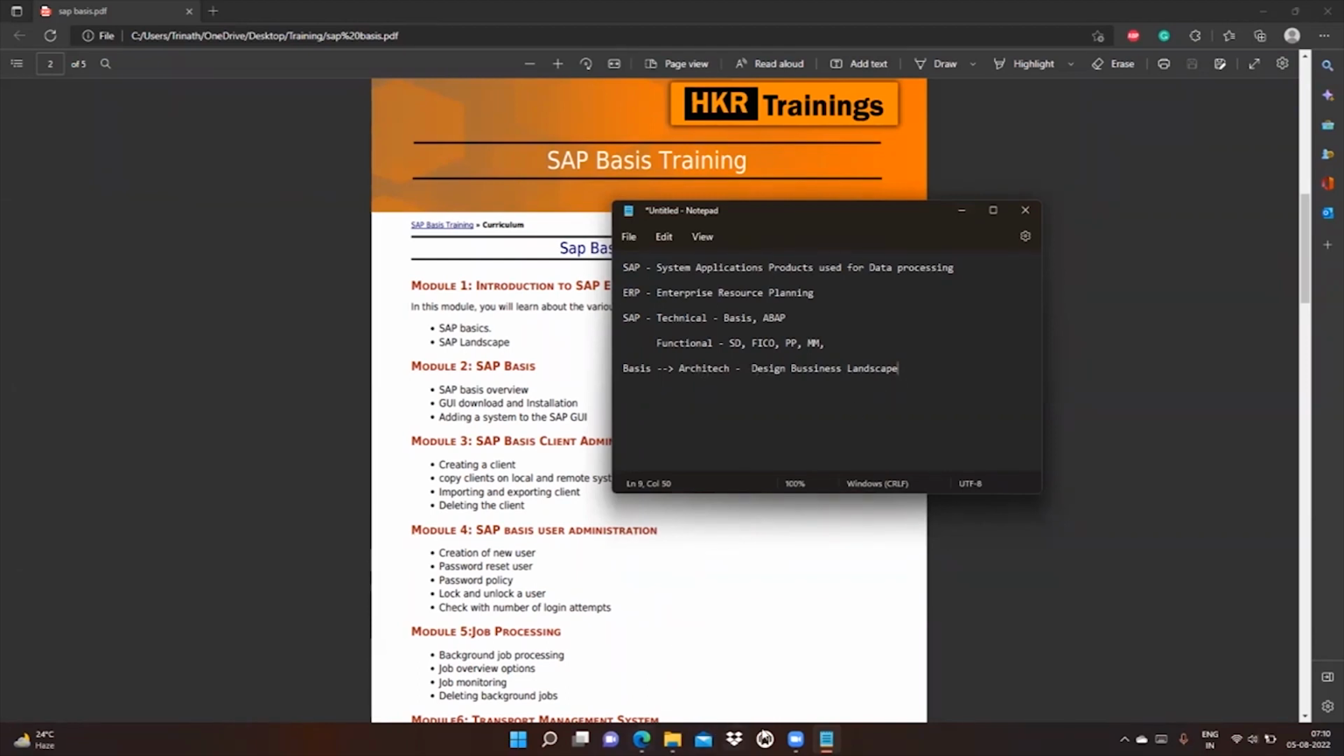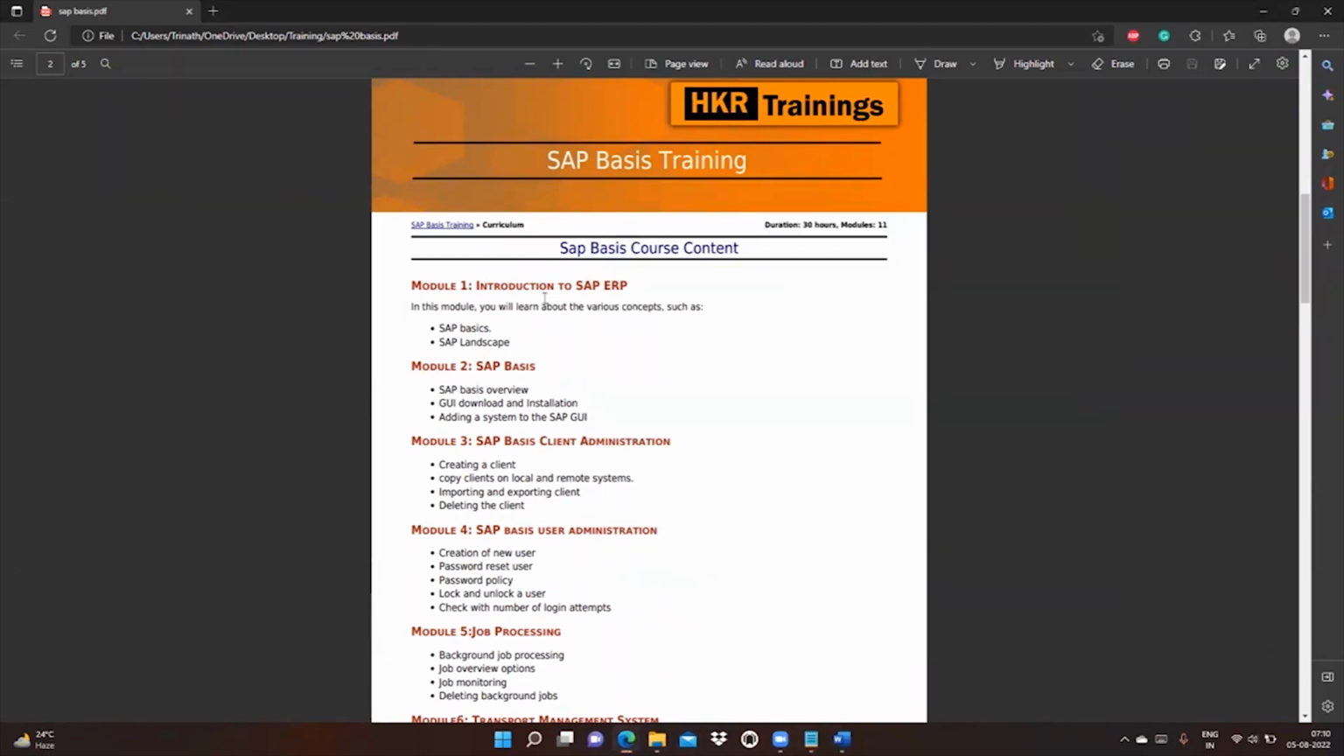First, any training which contains the basics related to SAP, and then the SAP landscape. We'll be covering these two topics under the first module, that is introduction to SAP ERP. So in basics, as I said, we'll look at how the business actually runs. We'll start from there, and where SAP comes into the picture and why SAP is more efficient than all other ERP software. We'll deal with those topics in SAP basics.